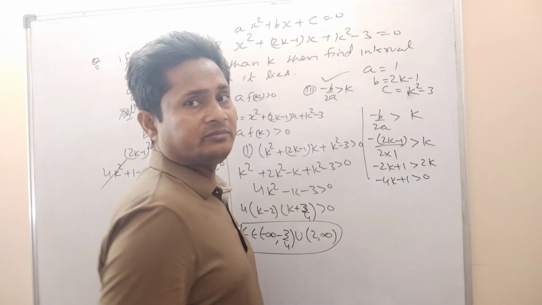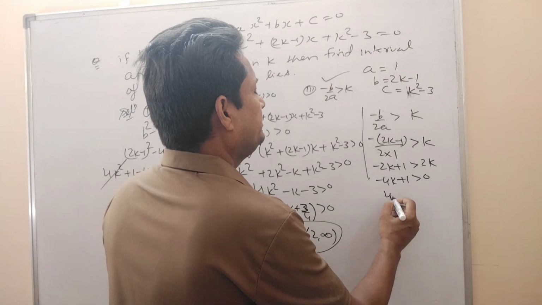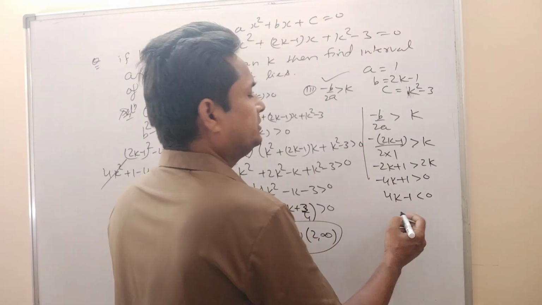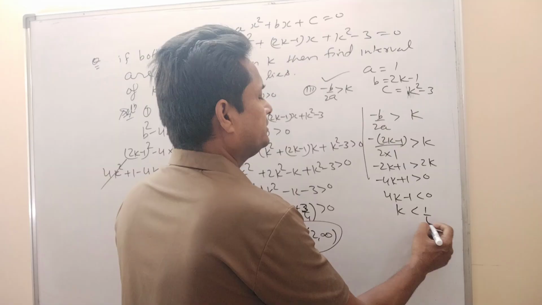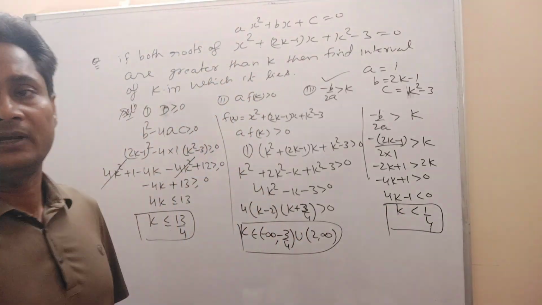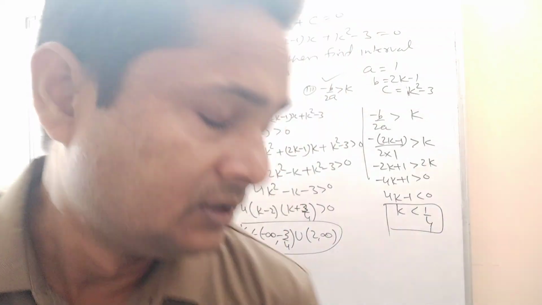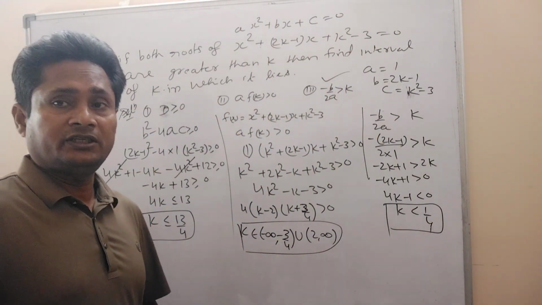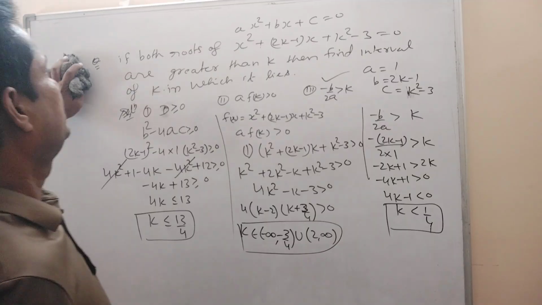Now multiply by minus sign both sides. So it will be 4k minus 1 less than 0. So k will be what? Less than 1 by 4. This is the case of the third answer. Now we have to take intersection between these three cases.